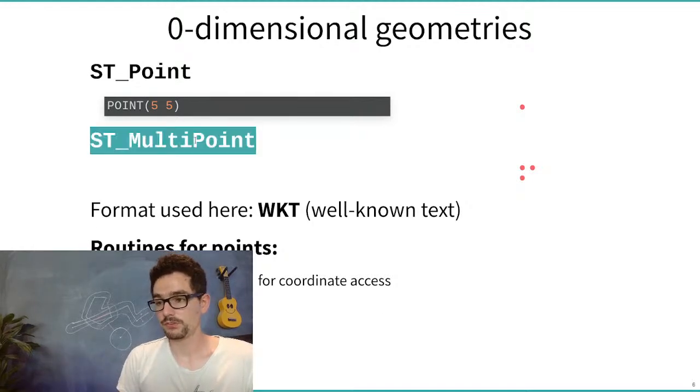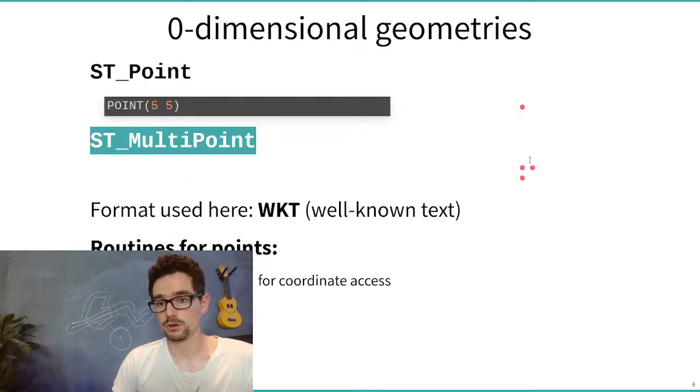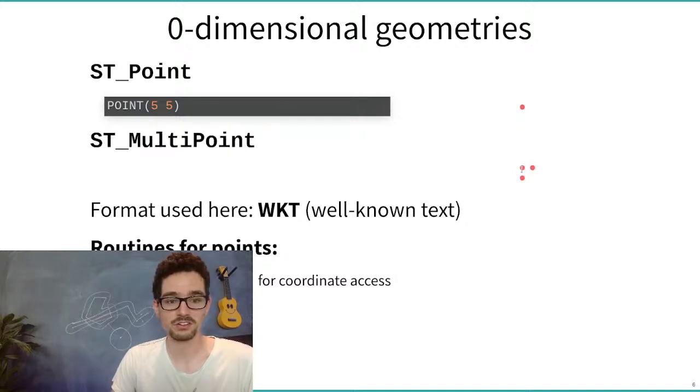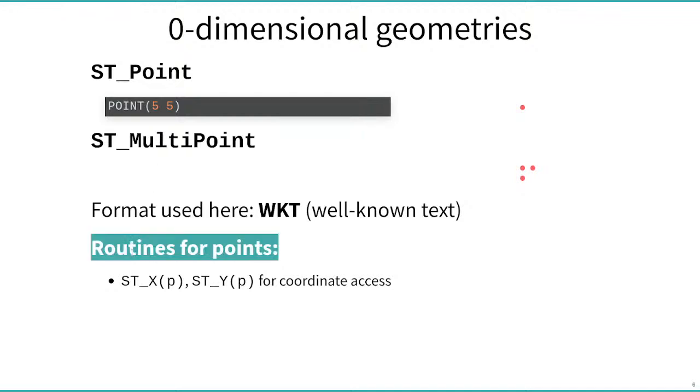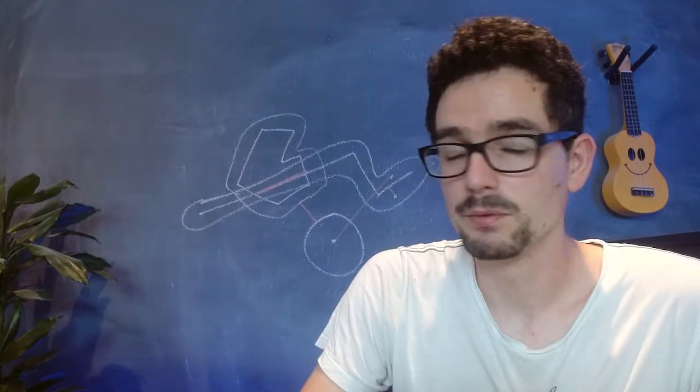Multipoint is a subclass of this ST_GeomCollection. So it is basically a set of points, or a multi-set of points. They can overlap. So a set of points. Routines to work for points. I call it routines and not functions because it is different in each relational database system how they implemented the standard.